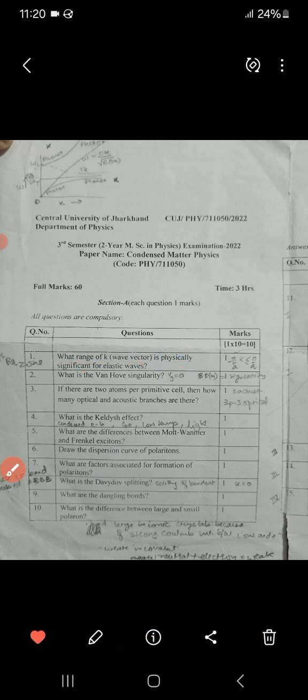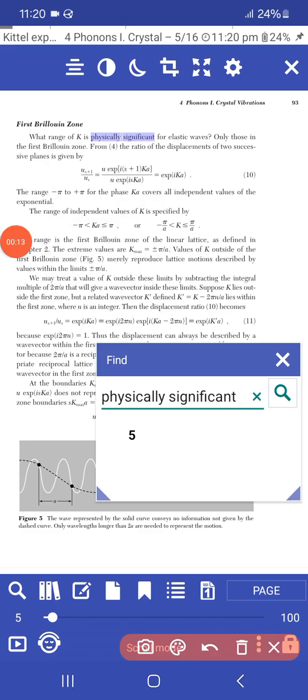What range of k wave vector is physically significant for elastic waves? So only those in the first Brillouin zone. The range of independent k is specified by k greater than minus pi by a and less than or equal to pi by a.